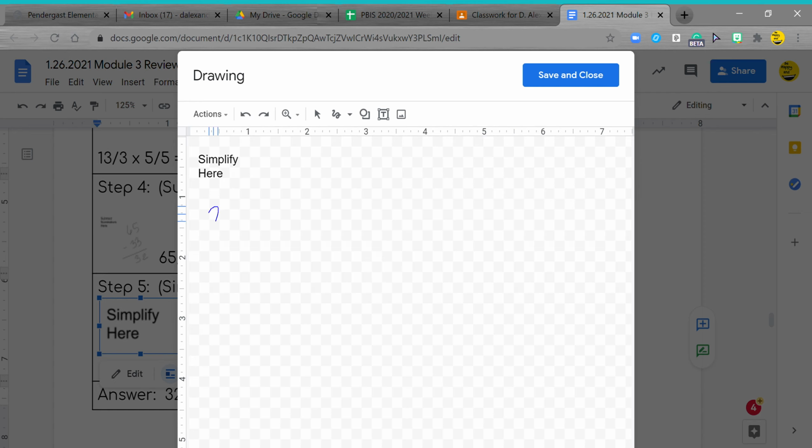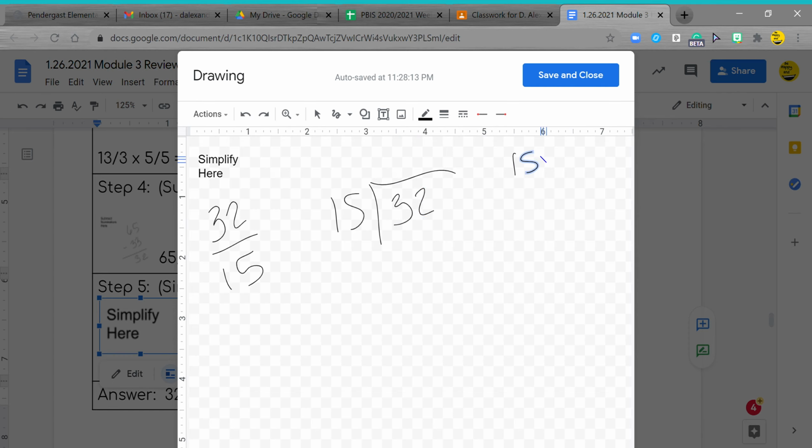I have 32 fifteenths. I know my denominator is my divisor and my numerator is my dividend. So I'm going to do 15 times 1, 15 times 2, 15 times 3. If you're not too sure, you could always do it right down here so you can multiply it out.